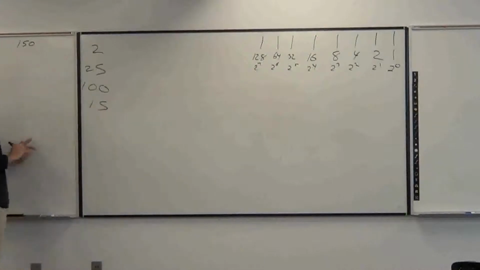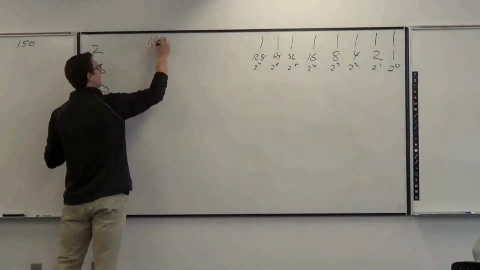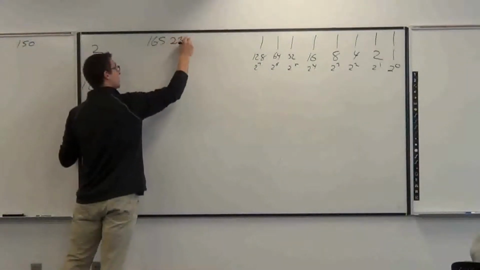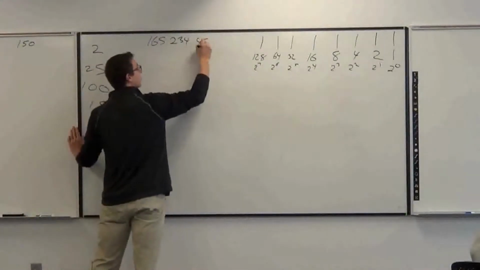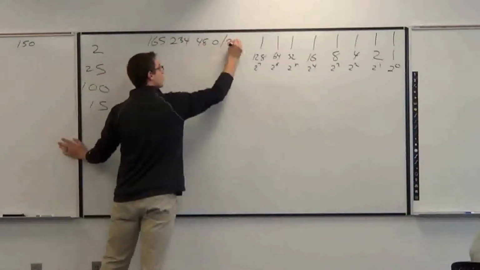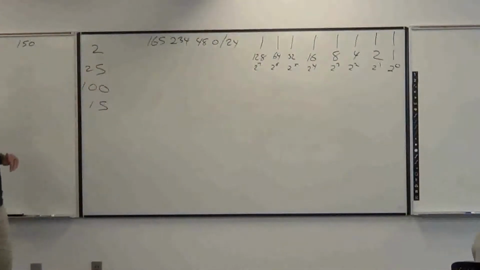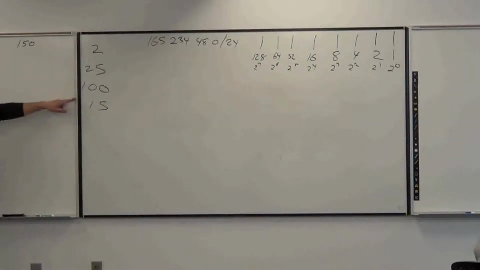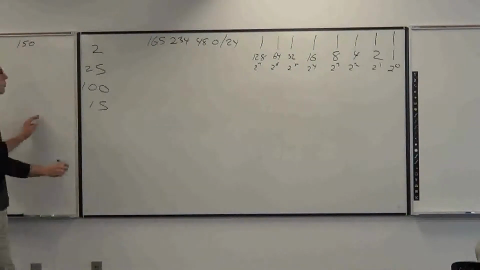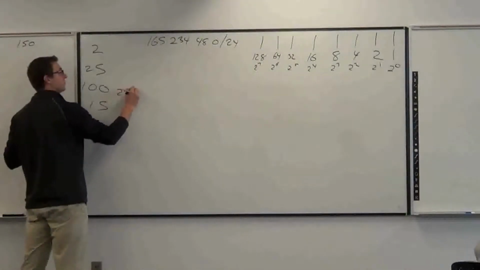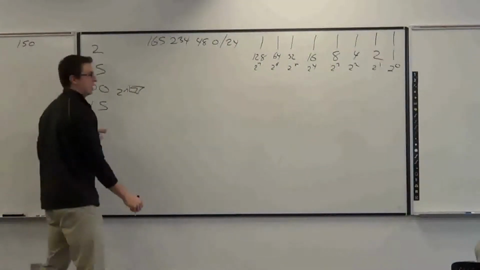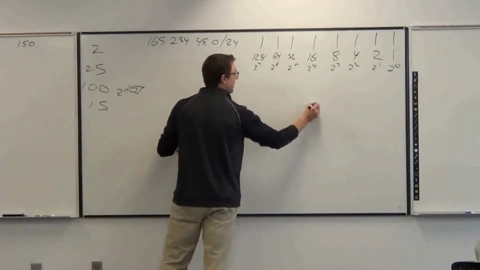So we've got host requirements of 2, 25, 100, and 15. And I'm going to give you the IP address 165.234.48.0 with a /24 to subnet. So with variable length subnet masking, you always start with the highest host requirement, which is 100, and you ask yourself, 2 to what power for 100 hosts? 2 to the 7th. So that 7 tells me 7 zeros right-hand side.